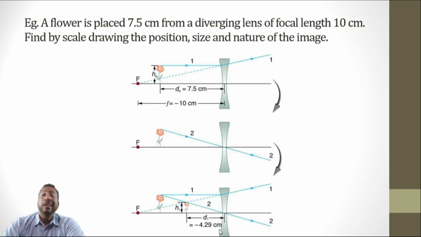However, that should be a negative number because it is on the same side of the lens as the object. If it is on the same side of the lens as the object, that means it is a virtual image, and virtual images have negative distances.